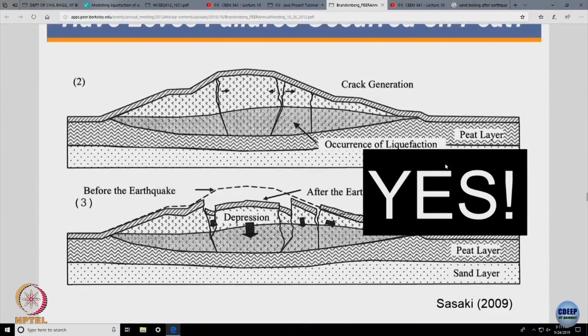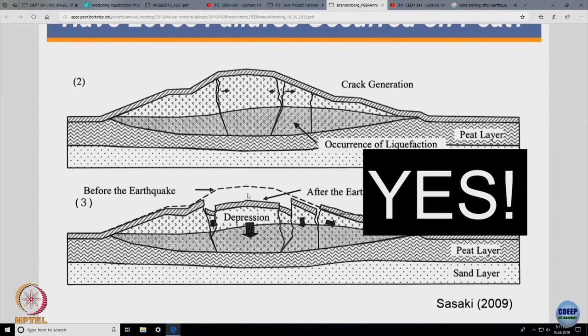So, before the earthquake, the whole condition of the embankment is like this, and after the soil liquefies, what happens? There is a sort of subsidence and there is a failure. All these problems can be modeled easily by using the concepts which we are going to discuss.